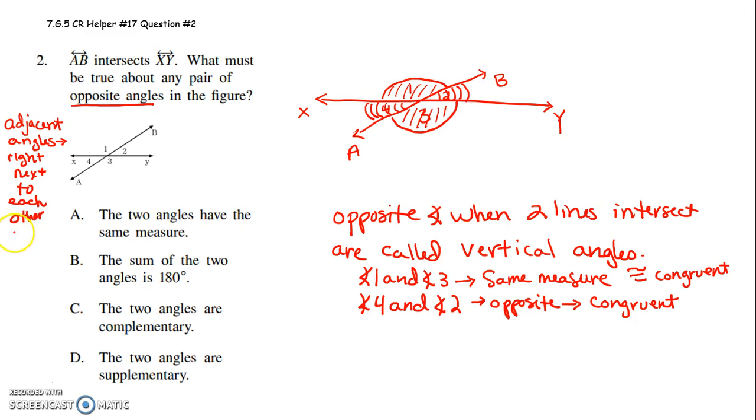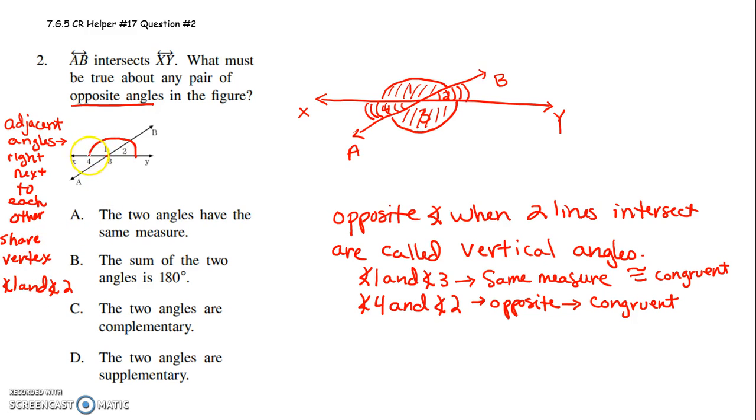They actually share a vertex. So on this picture, if I show you a pair of adjacent angles, this would be a vertex they share. A vertex would be the starting point for the angle, and then you have some rays coming off of there. So angle 1 and angle 2 are a pair of adjacent angles.